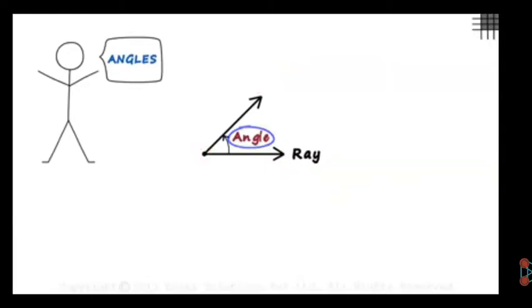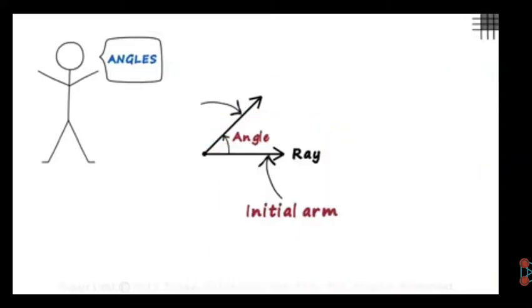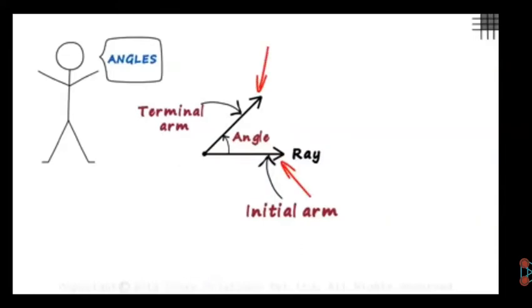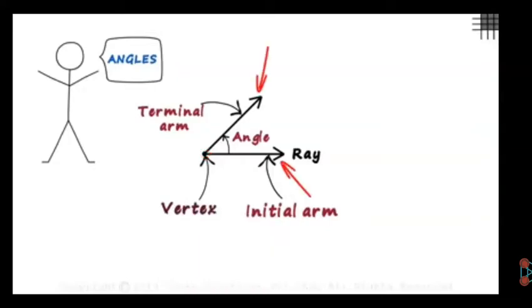So an angle can be defined as some measure between two rays. What are these two rays called? These two rays are called the arms of the angle. This arm where the angle starts is called the initial arm, and this arm where the angle ends is called the terminal arm. Both the arms of the angle meet at one point. This point is called the vertex. Two rays meet at one point to form an angle, and we also refer to it as the origin, as both the rays originate from this point.